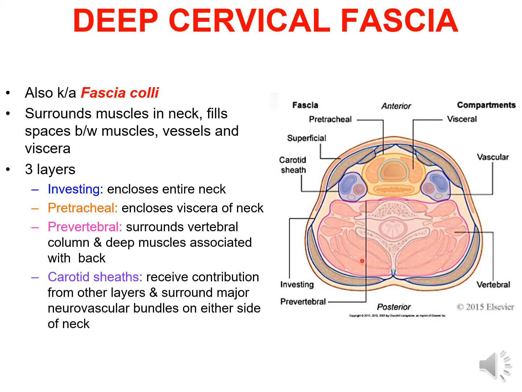Deep to that, there is a third layer shown with pink color, known as the prevertebral fascia. This prevertebral fascia surrounds the vertebral column and the deep muscles associated with the back. Apart from these three layers, there is another layer known as the carotid sheath, which receives contributions from the other layers and surrounds the major neurovascular bundle on either side of the neck.